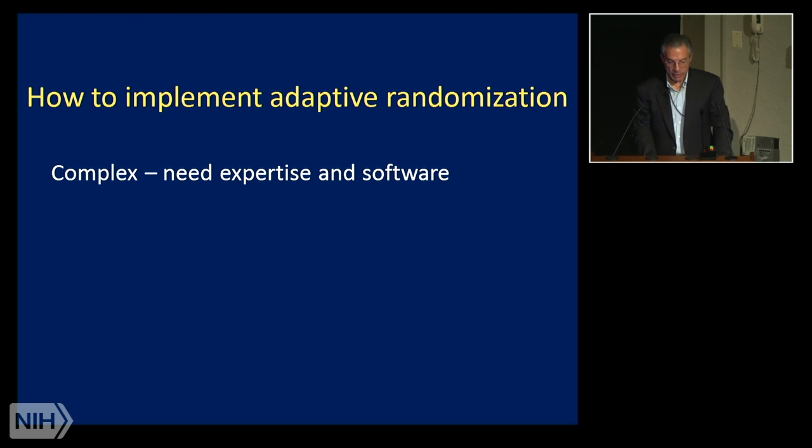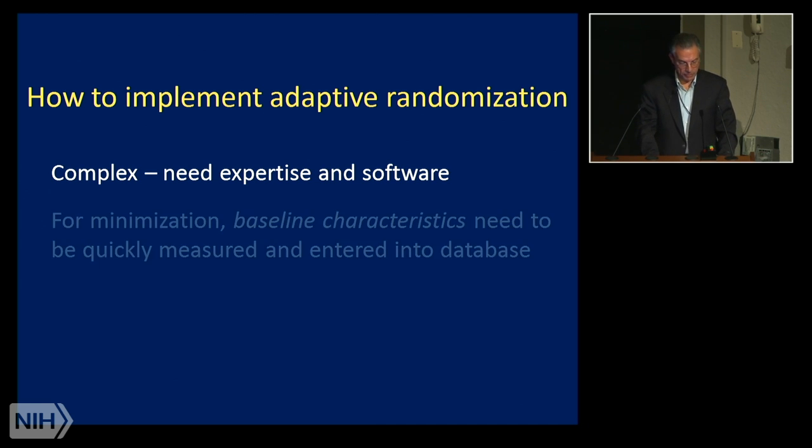So how to implement adaptive randomization? Well, it's basically complicated. And you really need expertise and a software. That's definitely not going to be tossing coins.